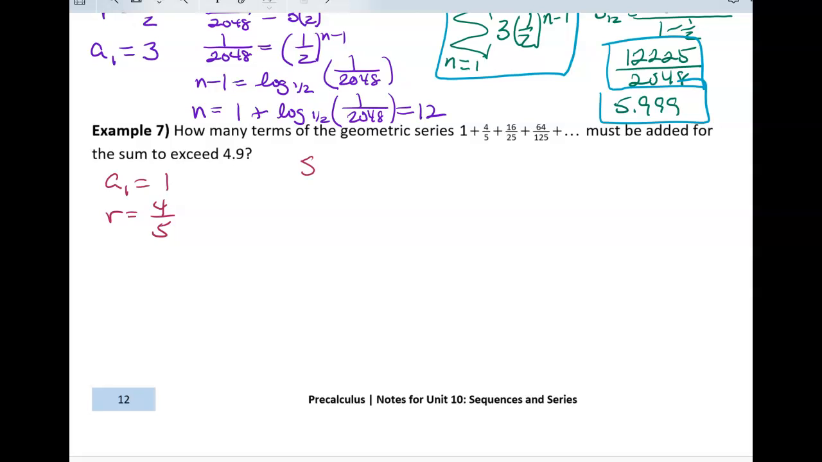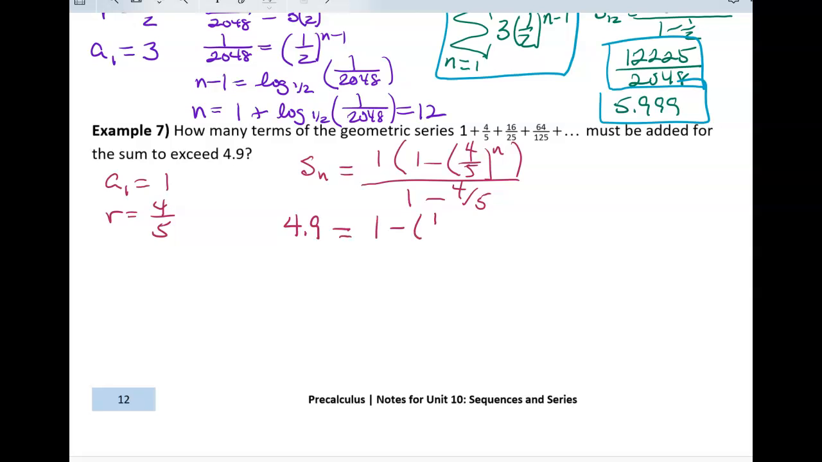So the sum of n terms is the first term, which is 1, times 1 minus the ratio 4/5 raised to the n minus 1 power. Sorry, that is to the nth power, all over 1 minus the ratio, which is 4/5. We're going to replace the nth partial sum with 4.9, and now we just have 1 minus 4/5 to the n power over 1 minus 4/5, which is 1/5. So we'll do a little simplification.